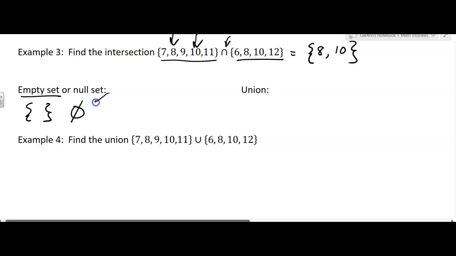So a lot of times in math, we don't really like it when people put lines through their zeros, because to us in math, that means the empty set. But other disciplines like to put the line through for 0.